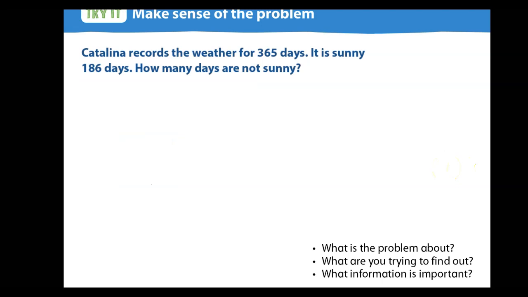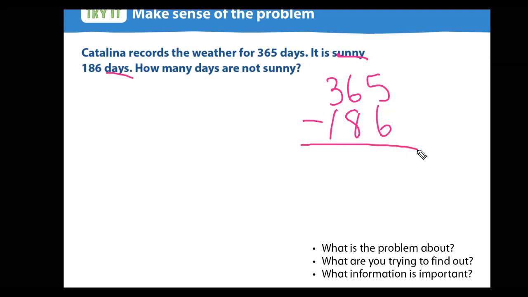Okay. Now we have to make sense of the problem. What's the problem talking about? Sunny days, right? That's what we're talking about. So how many days are in a year? 365. That's what she started off with. She recorded how many days were sunny? 186. And we want to know how many days were not sunny.